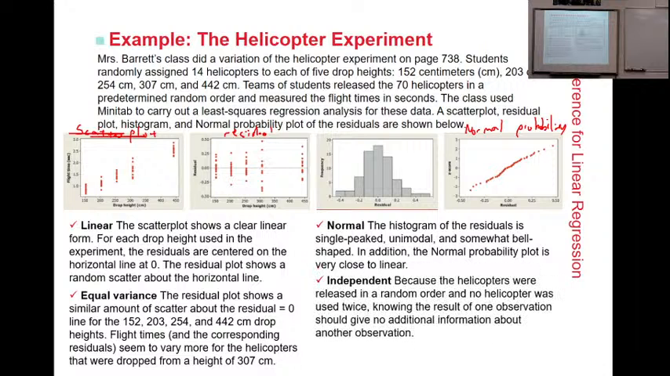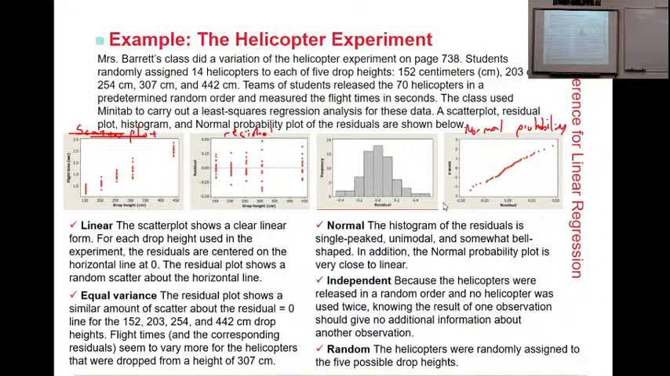And then here's independent, random. They were randomly assigned to the 5 possible heights. So if this were to happen in an actual problem, would we still be able to continue even though the equal variance isn't exactly where we want it? Here's what they say: except for a slight concern about the equal variance condition, we should be safe performing inference about the regression model in this setting. You would want to note and put down that there's a slight concern about the conditions.